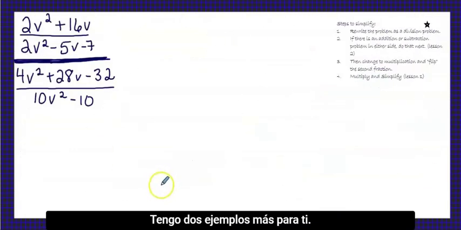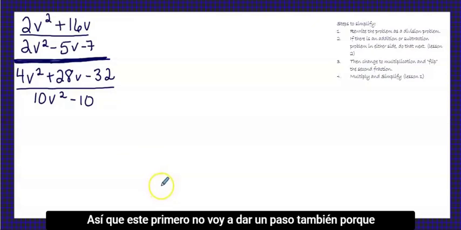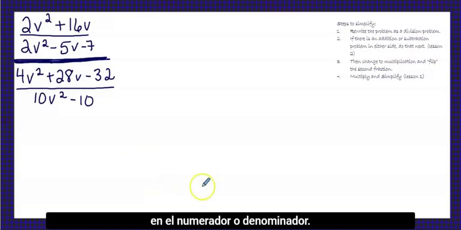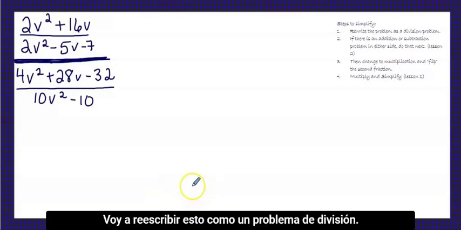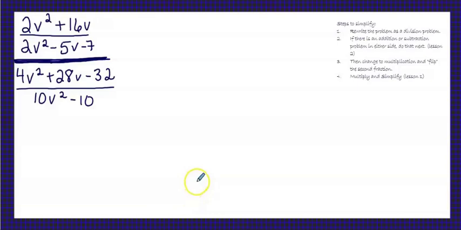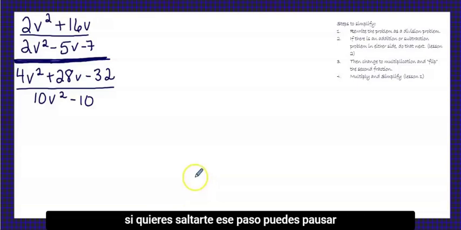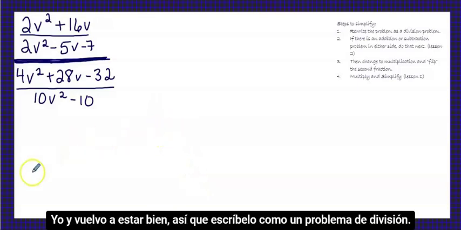Okay, I have 2 more examples for you. So this first one, I'm not going to have a step 2 because there's no fraction added or subtracted from another fraction in the numerator or denominator. I'm going to rewrite this as a division problem, and then I'm going to rewrite it as a multiplication problem. If you want to skip that step, you can. I'm going to pause my video and come back to you.